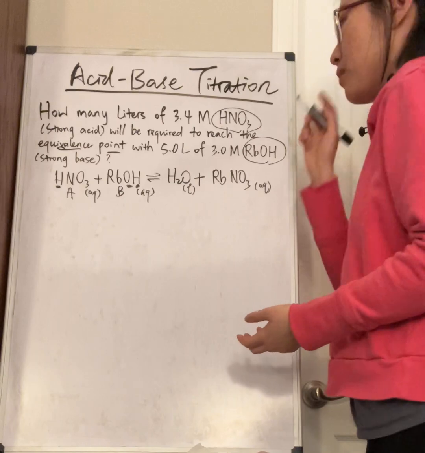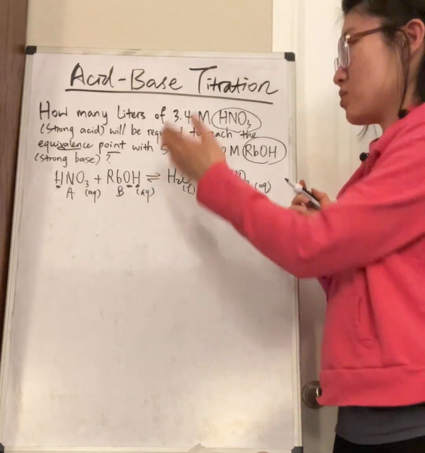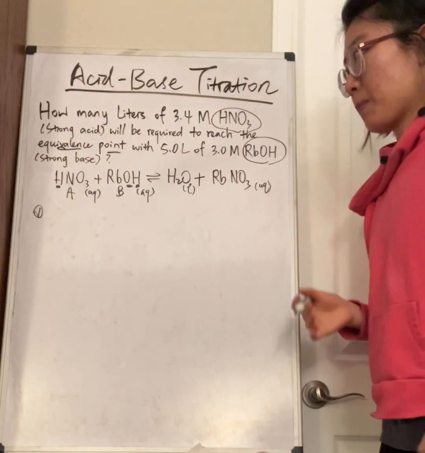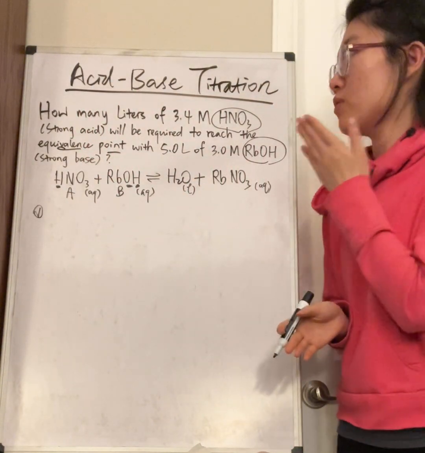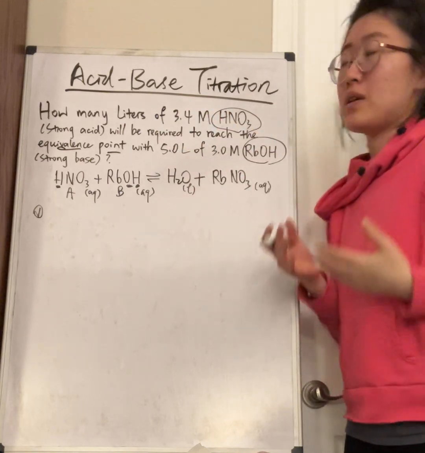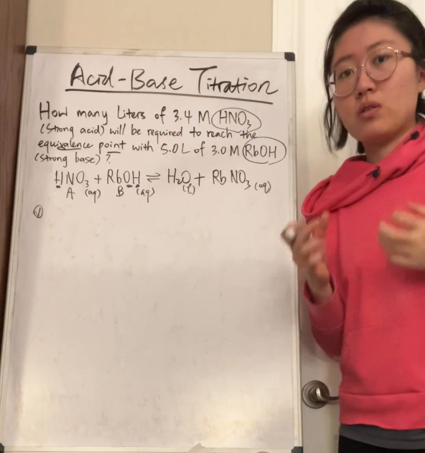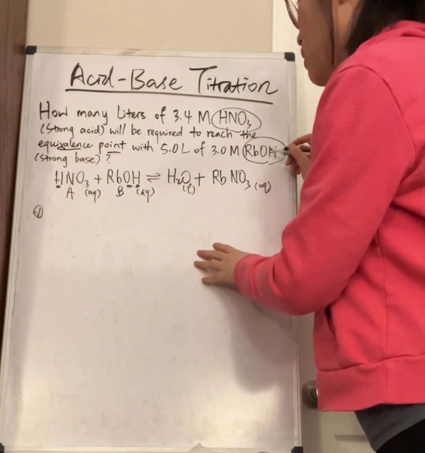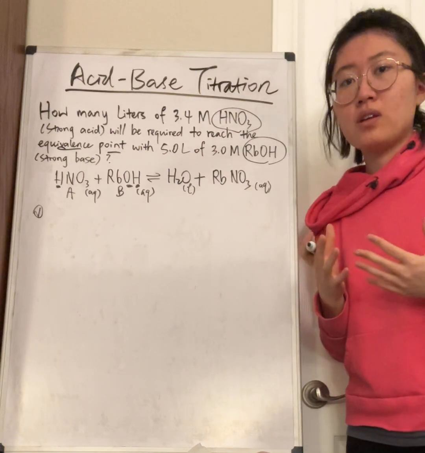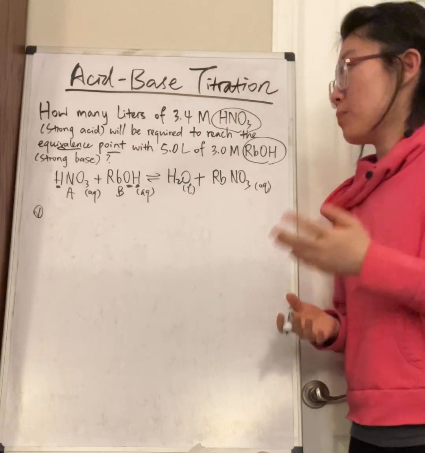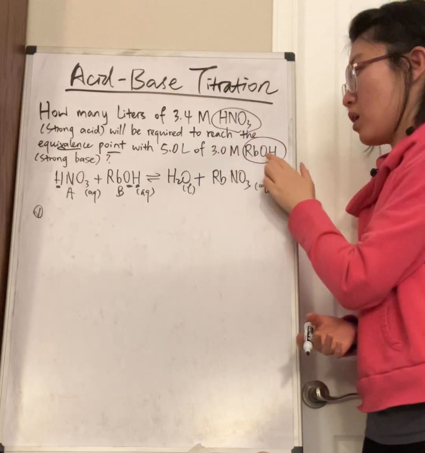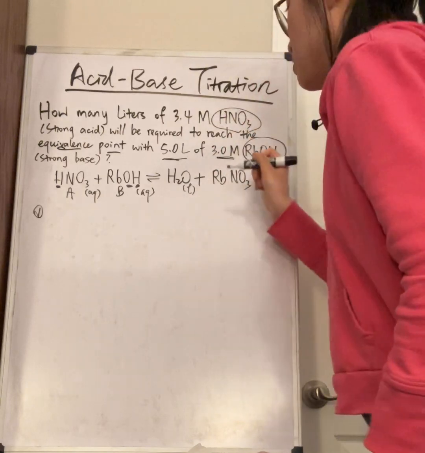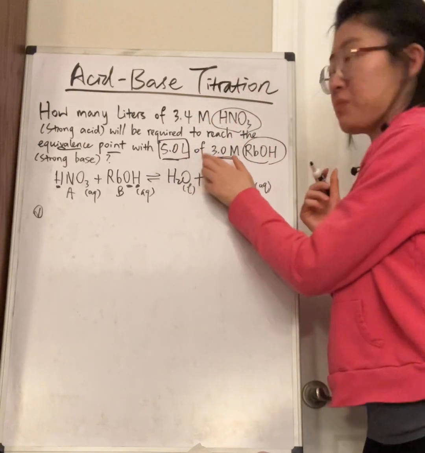Now I'm going to show you two ways to walk through this problem. First, let's do the stoichiometry one. Remember, when you face acid and base titration problems, always start with the volume that they give you. So what is the volume given to us? Take a look. We have the complete information: both liters and the molarity of this compound. That means we are going to start from 5.0 liters.